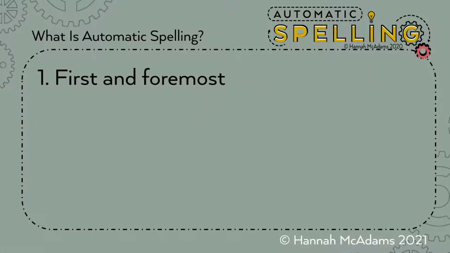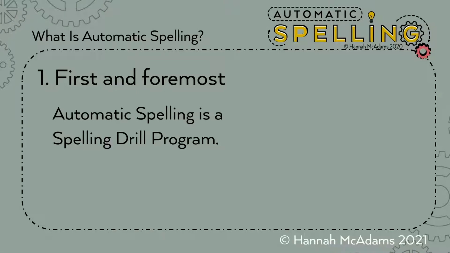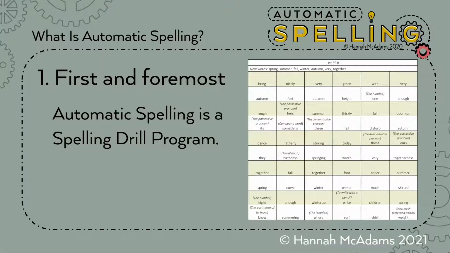So first and foremost, and what I mean by that is, in my opinion, the most important. It's not actually the first portion of our day, but the most important is that automatic spelling is a spelling drill program. Now, if you've never heard of a spelling drill program, that's because I made it up. Okay, so this is what our spelling drills look like. This is lesson 35. And as you see, there are 60 words. There are six columns, 10 rows. And every day, students write all 60.